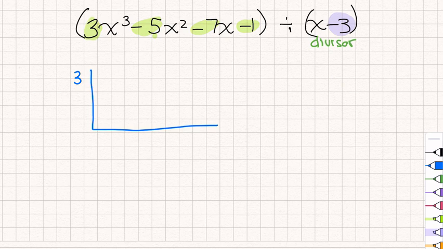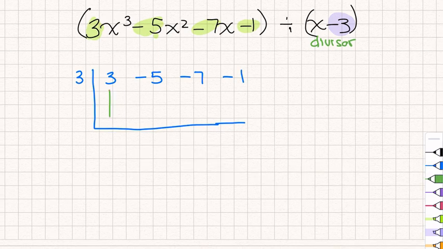So we are going to write down 3, negative 5, negative 7, and negative 1. Okay, those are the coefficients. First thing we're going to do, you're going to carry down the first number. So what that means is we're going to take this first number 3 and write it at the bottom. Next, you're going to take your factor of 3 and multiply it by 3. That gives us 9. We're going to take that 9 and write it underneath the negative 5.